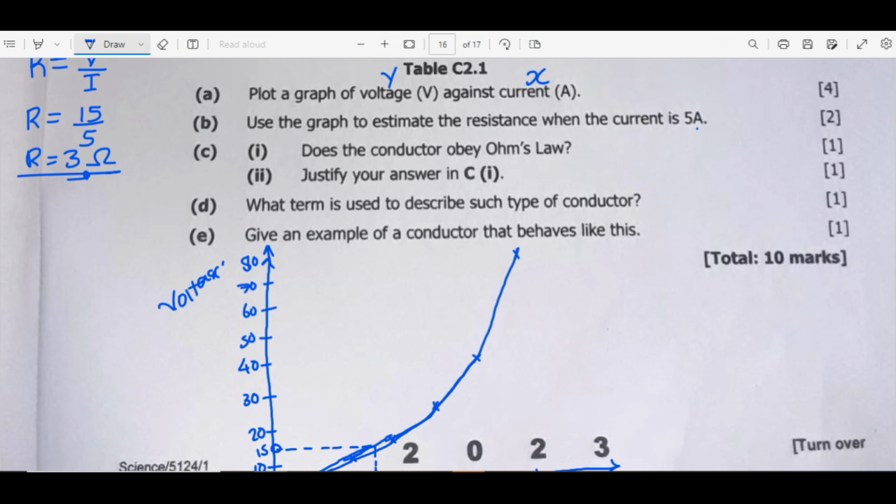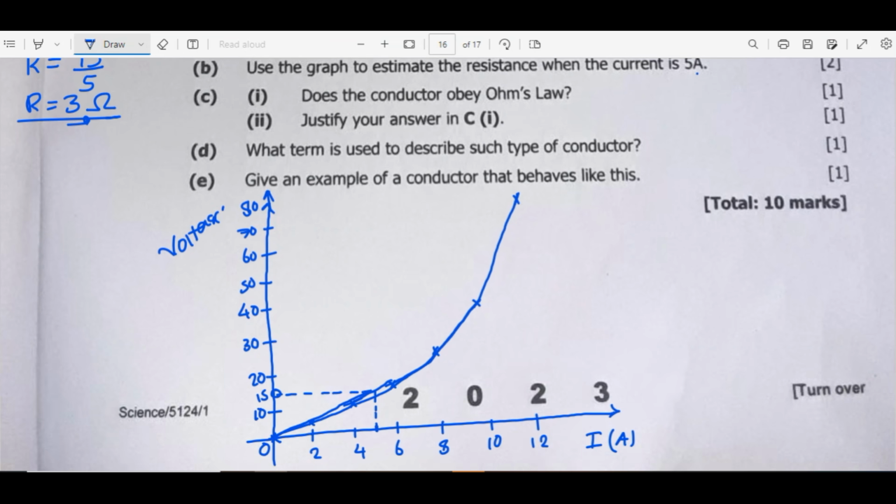Whenever you are given, or after you are done plotting your graph, and you have a curve that is not a straight line, if it's not linear, then the conclusion is that whatever conductor you are looking at didn't obey Ohm's law. For it to obey Ohm's law, you need to have a straight line. Why do we need a straight line? So that we are able to satisfy Ohm's law, which states that current must be directly proportional to voltage.